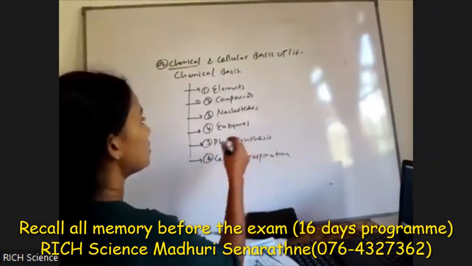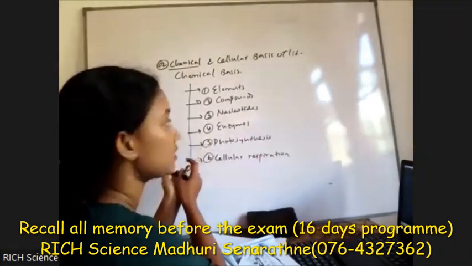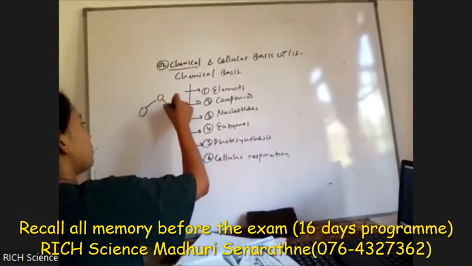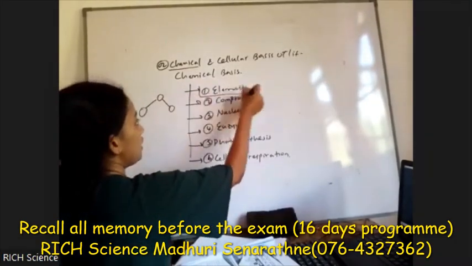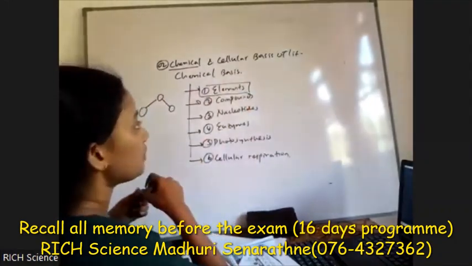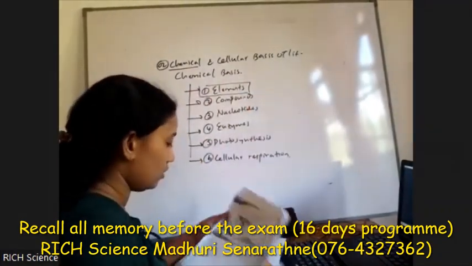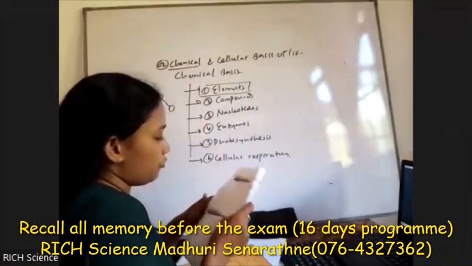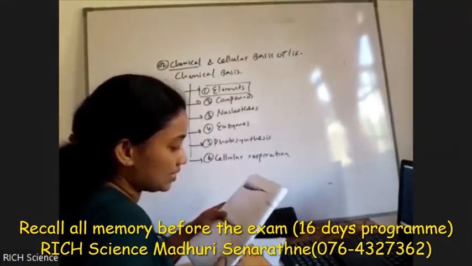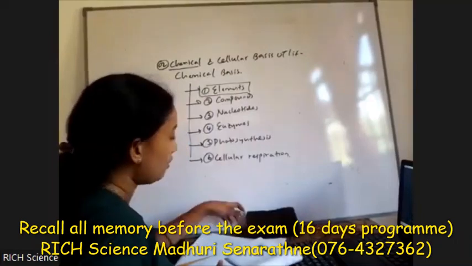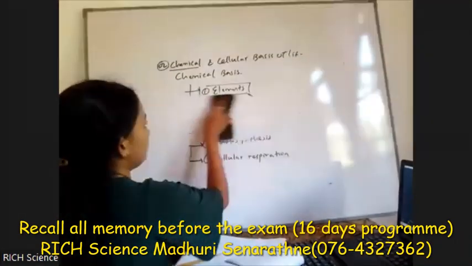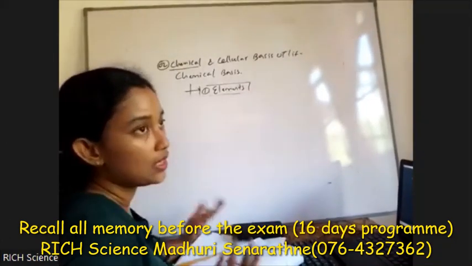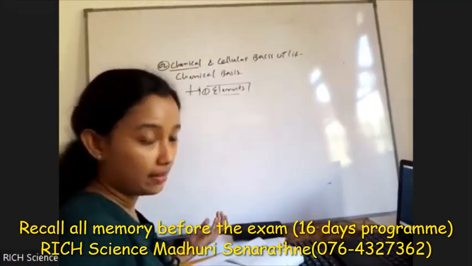You know, elements are bound together by bonds and make compounds. Initially, we are talking about elements. So, in your tube, in first page, there is a space here. Fill this space with me. Elements. What are the elements? What are the examples? All the elements in the periodic table.